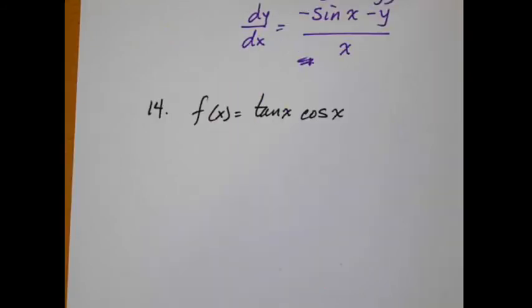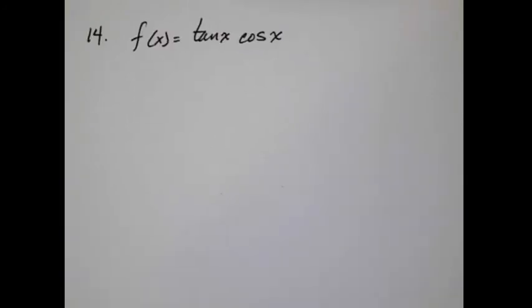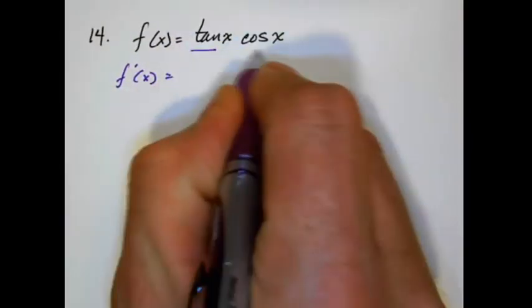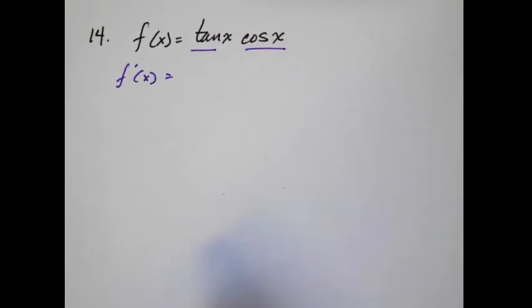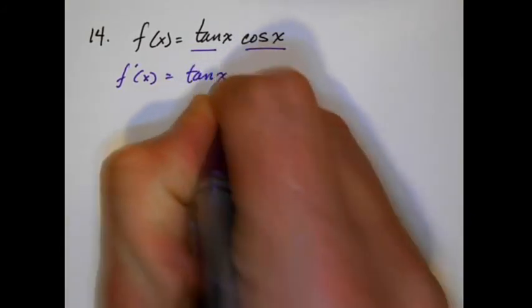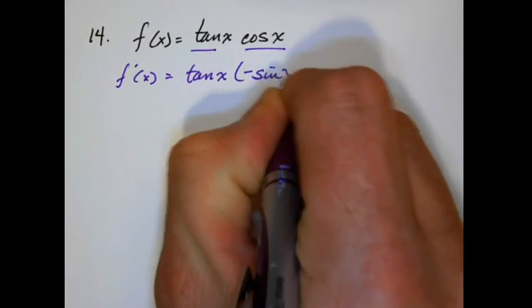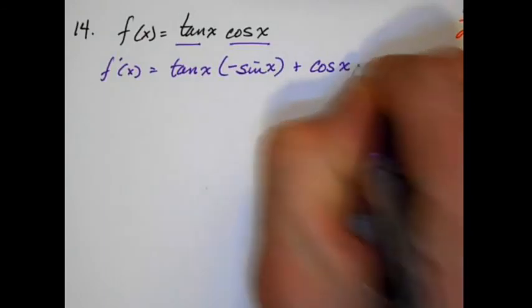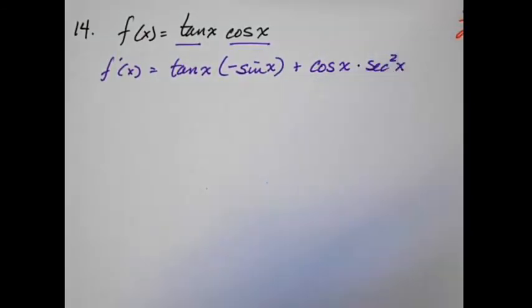Alright, and the last one is number 14. This is the last problem to do because it'll lead you back to the first problem. And we know that the answer for the first problem, because that's the one that's left, is going to be cosine of x. So we got to make this derivative be cosine of x. So we're going to take the derivative. We have a product rule. The first, which is tangent of x, times the derivative of the second, which is negative sine of x, plus the second, cosine x, times the derivative of the first, which is secant squared x.